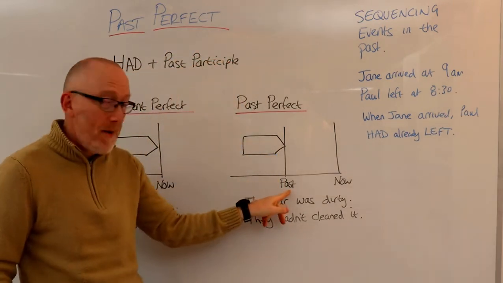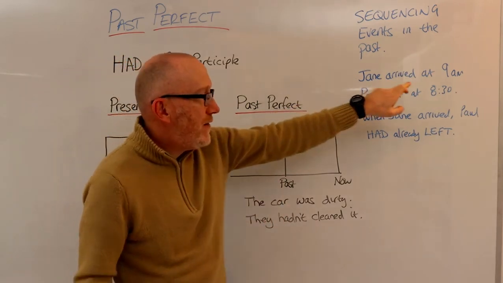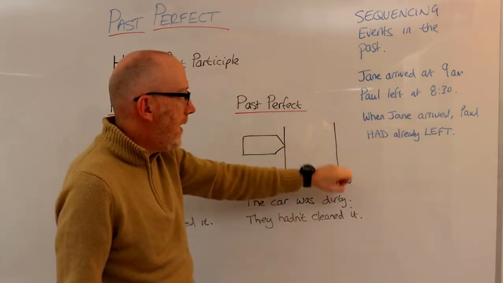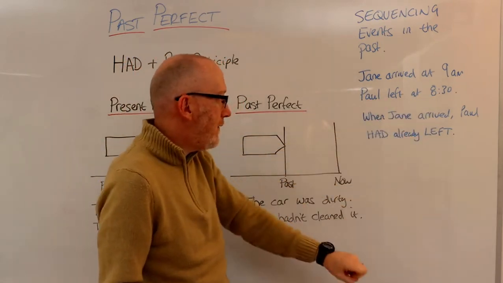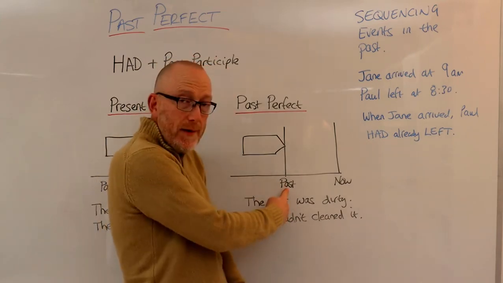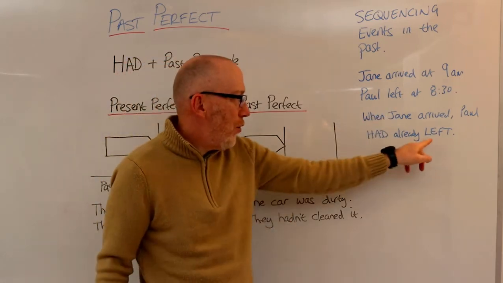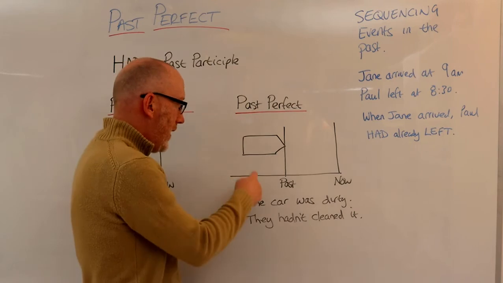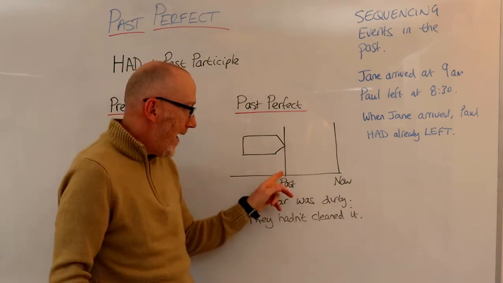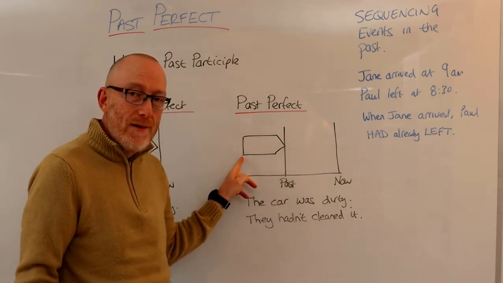Our fixed point in time is here. Okay? So for example, Jane arrived at 9 o'clock, Paul left at 8:30. Yeah? So Paul left before Jane arrived. So when Jane arrived at this point in the past, Paul had already left. Paul left at some point in the past, let's say here. This is when Jane arrived. So when Jane arrived in the past, Paul had already left.